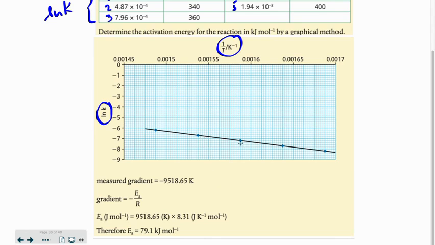Once you plot the graph, you will then calculate the slope by rise over run, and here's your slope. Then you will rearrange that equation that we saw on the last slide, and you would calculate activation energy. Keep in mind, activation energy here will be in joules per mole. You would have to take that at the end and convert it into kilojoules per mole. Keep in mind, activation energy is always positive.